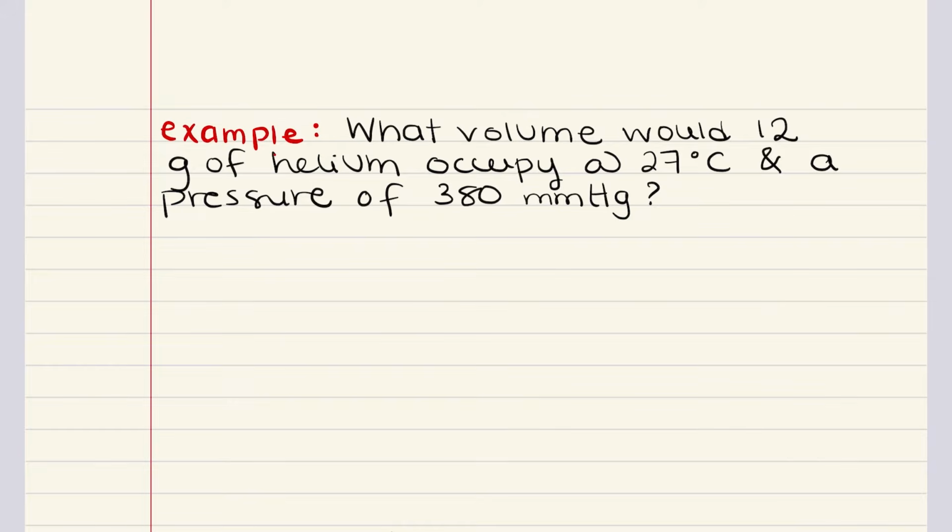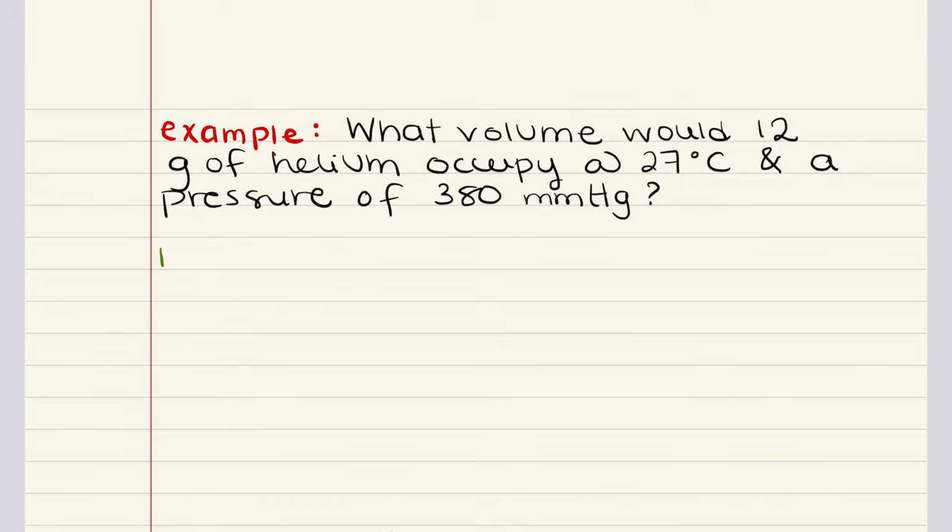This first example asks, what volume would 12 grams of helium occupy at 27 degrees Celsius and at a pressure of 380 millimeters of mercury? The first thing that we want to do is list out what we know and what we're trying to figure out so we can determine what equation to use to solve this problem.